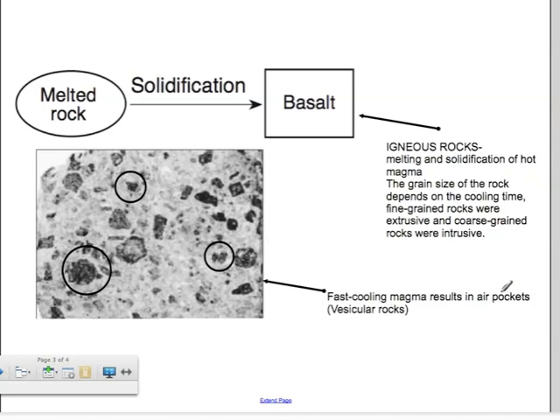Fast-cooling magma results in air pockets. These are also known as vesicular rocks. As you can see in this sample of a vesicular rock, there are many different air pockets: 1, 2, 3, and then there's a lot of little other ones too. One example of a vesicular rock is pumice.